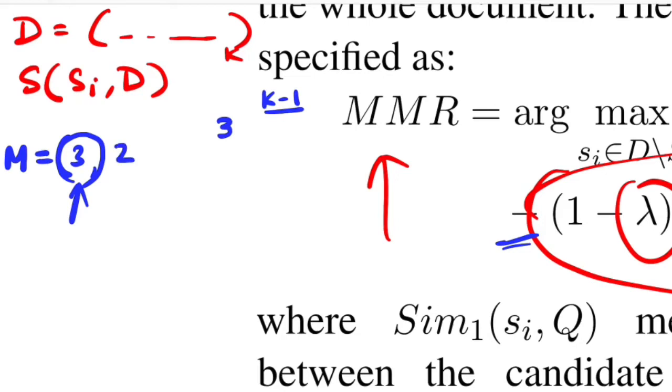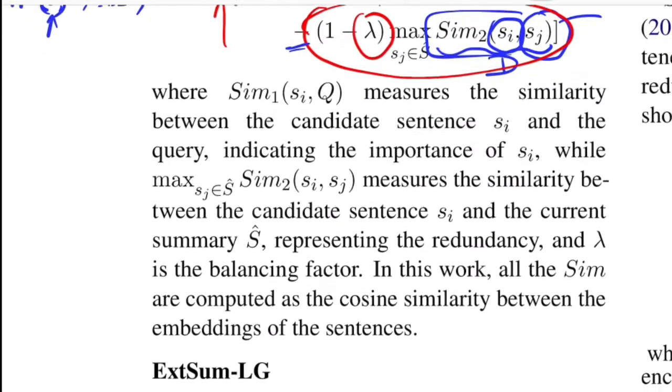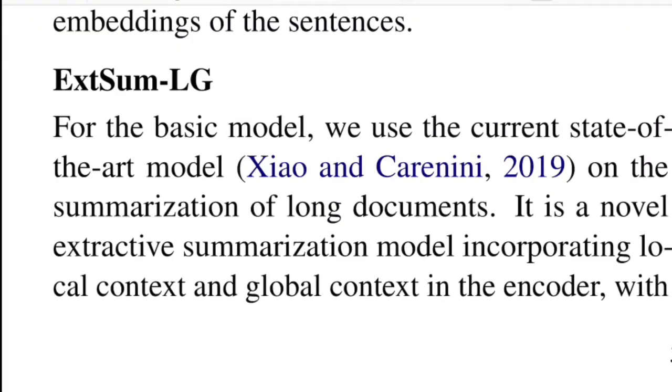So let's say this comes out to be 2, and so on and so forth. So yeah, I think now it should be really clear how MMR is working. So let's move forward. The next baseline that they select is called ExtSum-LG. It's the current state-of-the-art model on summarization of long documents.